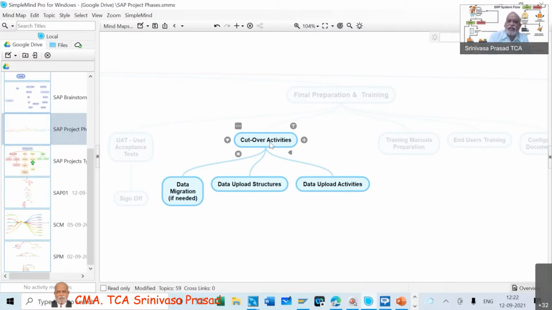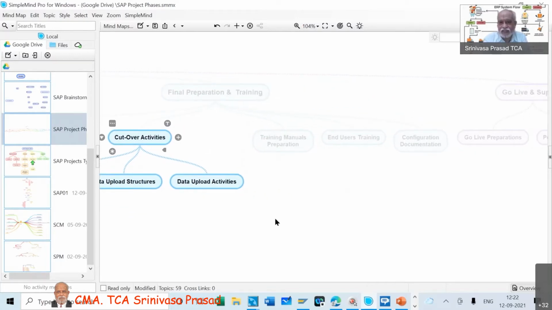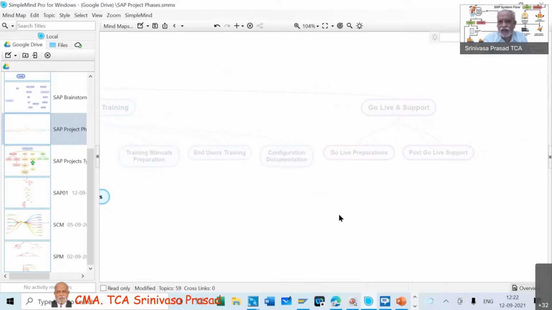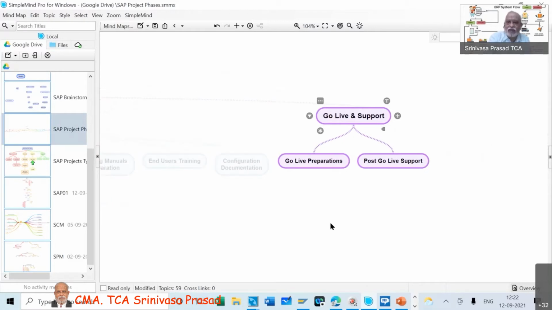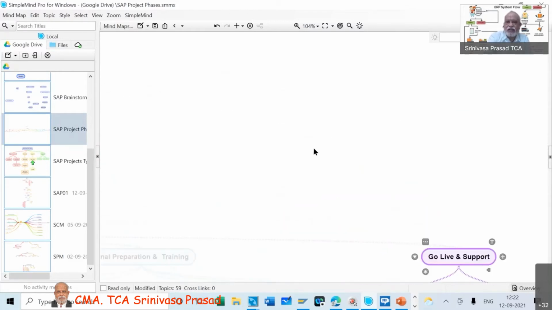I'm not telling only the account balances, including all the sub ledgers and the schedules we prepare, everything should be totally matched. So as an auditor we will have to ensure whether that is being done. And on the go live and support, we have all these go live preparations and post go live support. This is how it has been done.